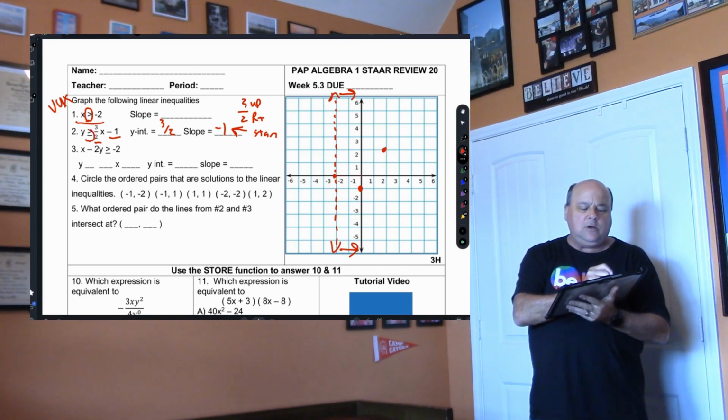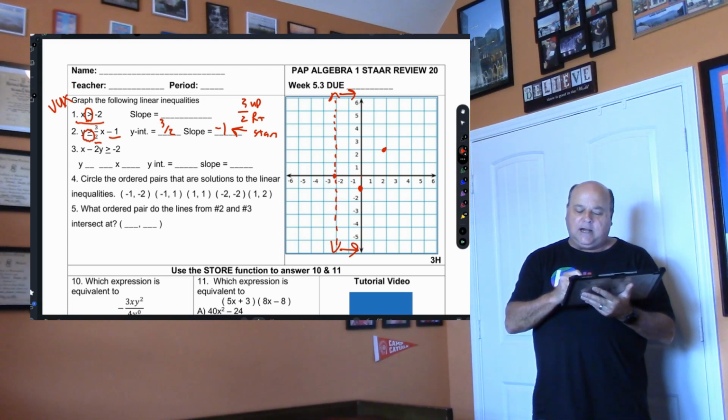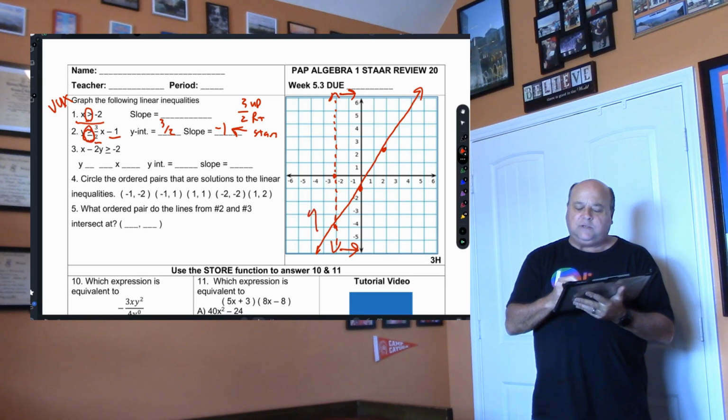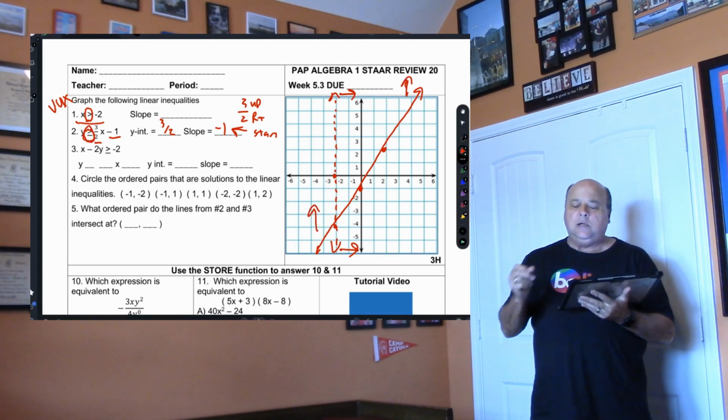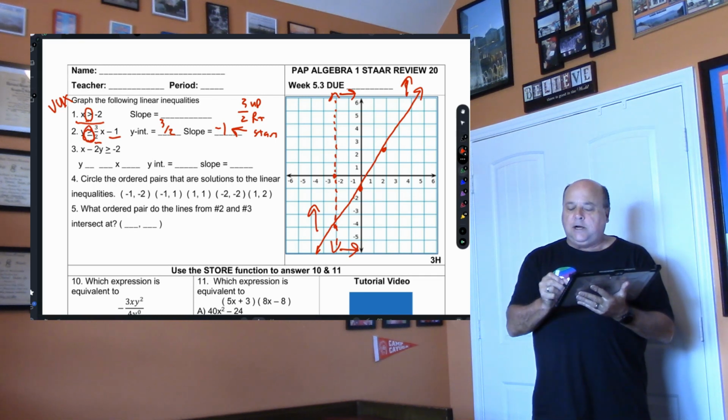On this one right here, we're going to have a solid line because of the equal bar, so we connect this with a solid line. Now that our inequality is greater than or equal to, this line is going to be shaded up. So right now we're looking at this part that's going to work right here. And we're going to go to the next line.